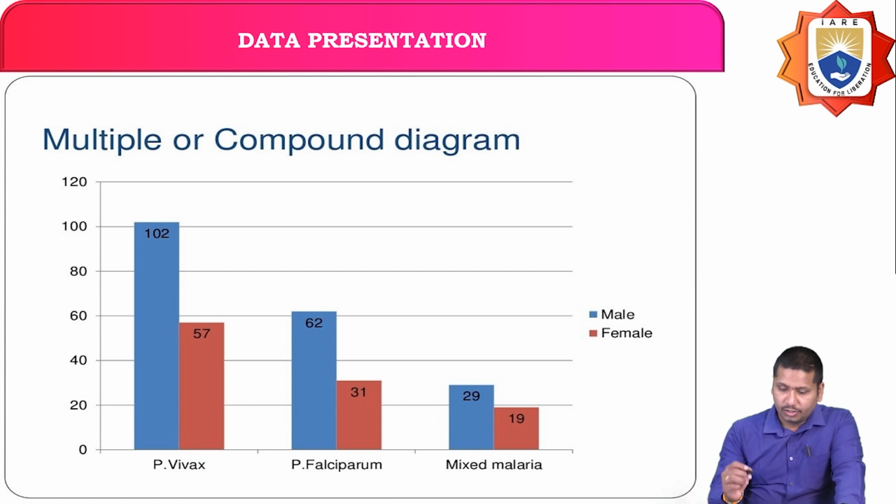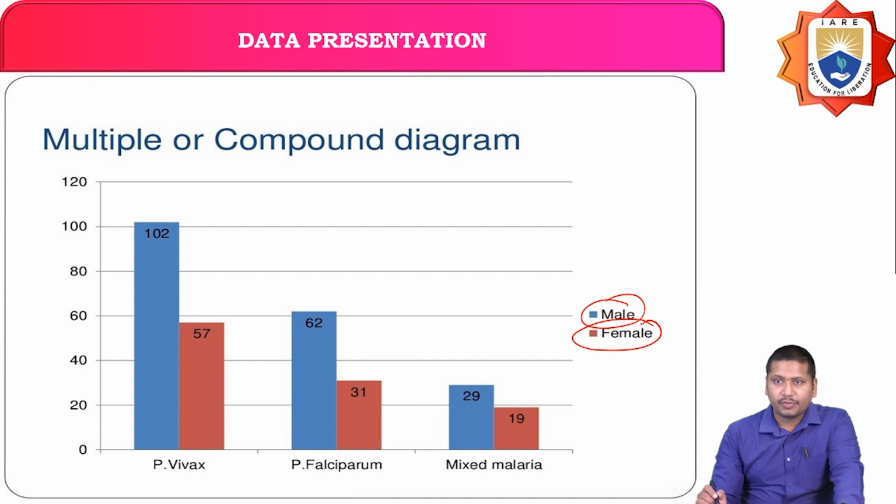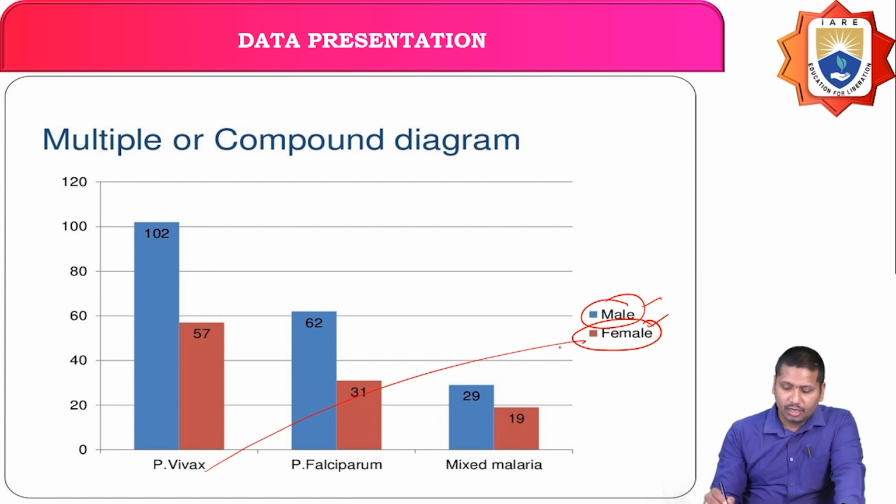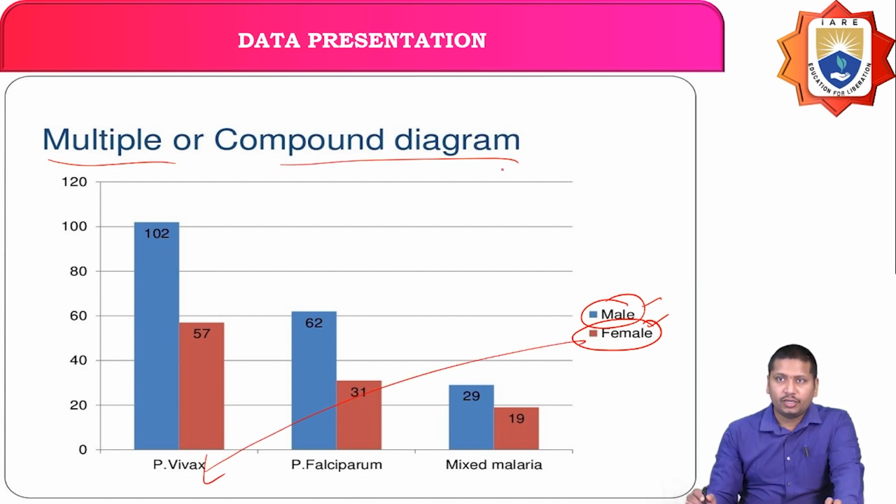So with the same kind of application, I would like to know how many males and how many females suffered from vivax, falciparum, and mixed malaria. Since it distinguishes two characteristics for the same kind of disease, I have to go for the multiple or compound diagram.